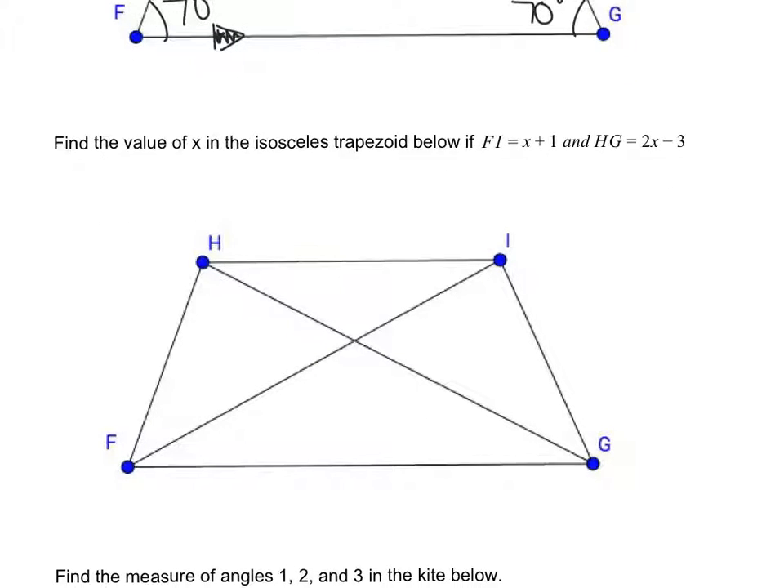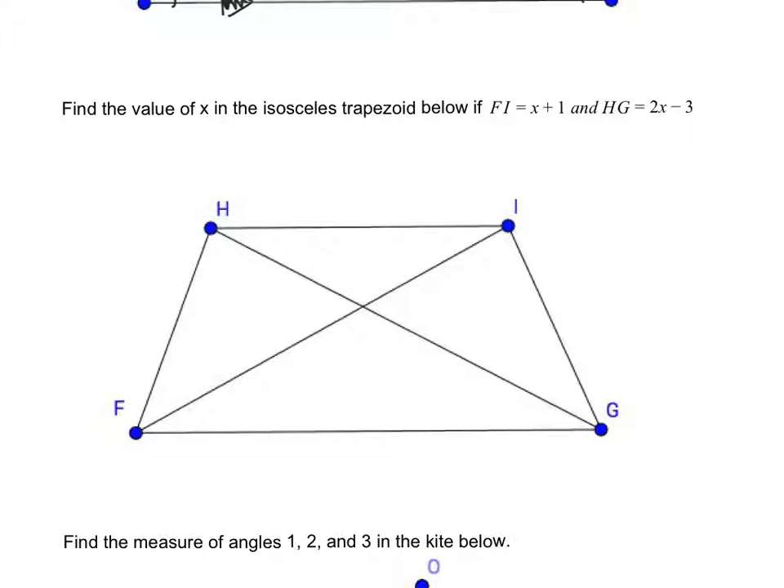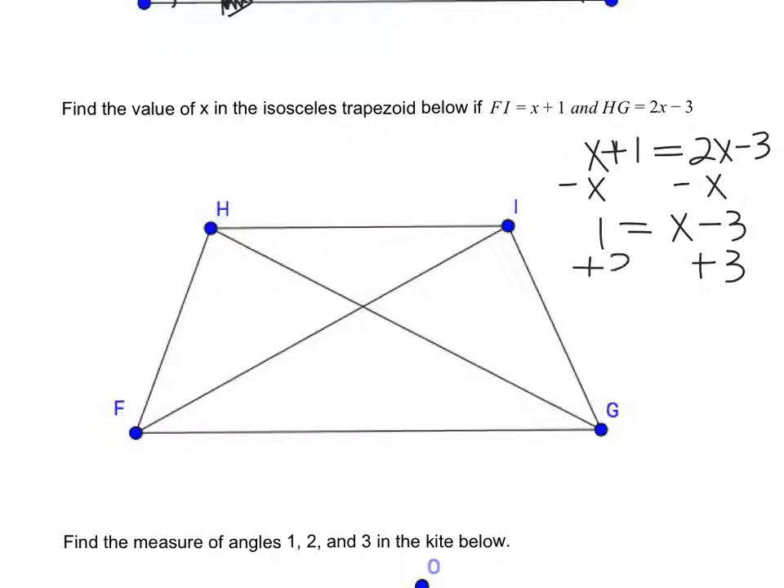Next, we want to find the value of X in our isosceles trapezoid if FI is equal to X plus 1 and HG is equal to 2X minus 3. FI and HG are the diagonals, and in an isosceles trapezoid, diagonals are congruent, which means that X plus 1 equals 2X minus 3. So we're going to subtract X from both sides. So we get 1 equals X minus 3. We're going to then add 3 to both sides. So we get X equals 4.